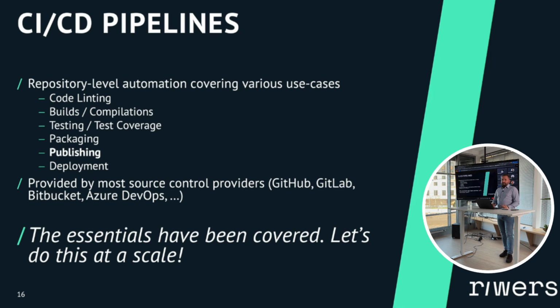So CI/CD pipelines, basically, we can use CI/CD pipelines to carry out a lot of tasks. Some examples are listed here: code linting, build, testing, packaging, publishing, and even deployment. The CI/CD pipeline can also deploy the application for us. But yeah, that's just one of the cases. And as I said, it's provided by most source control providers. And if you have a source control provider which doesn't support this, you're using the wrong source control provider, of course.